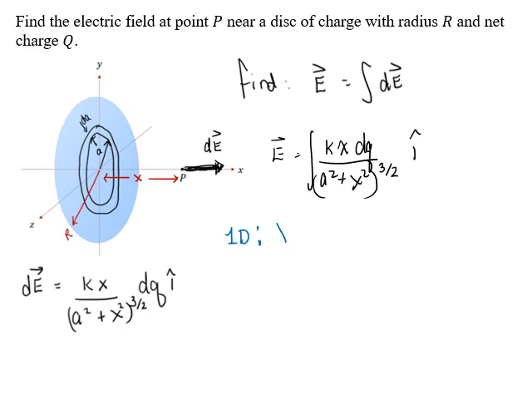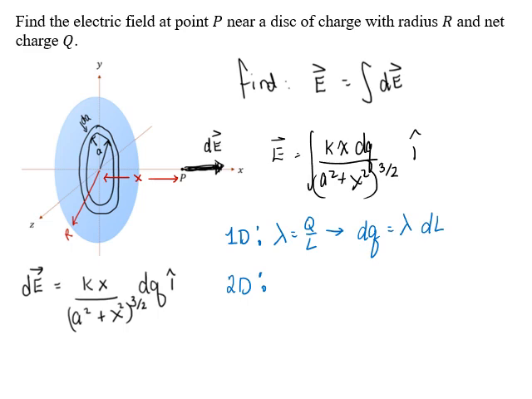Lambda was the total charge divided by the total length. So a little amount of charge was that density times the little length. Sometimes we use dx, sometimes dy, and sometimes ds. Okay, well, we don't have a line of charge now. We have a two-dimensional disk of charge.